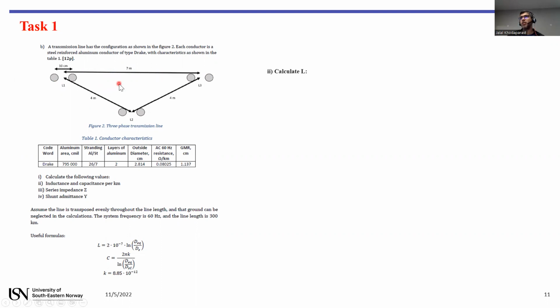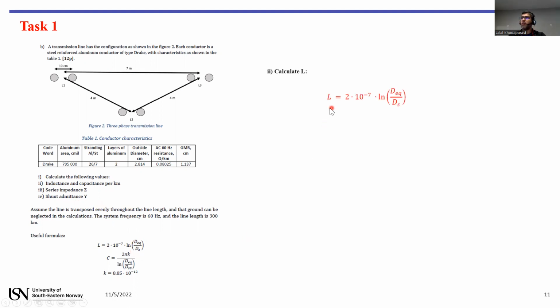We have a transmission line with this configuration. It's a 3-phase transmission line with a bundle of 2 conductors. So we have a specific configuration. You can see it's the steel reinforced aluminum conductor, and you have the parameters of this conductor here. And the task asks us for calculation of the following values: inductance, capacitance, series impedance, admittance. And you have the formula as well.